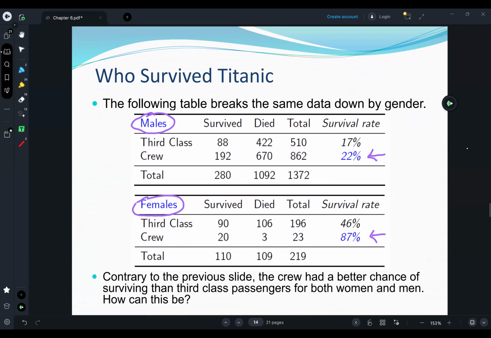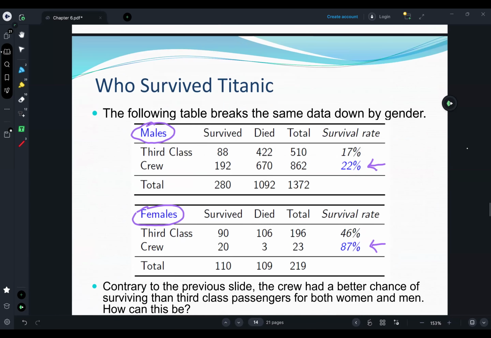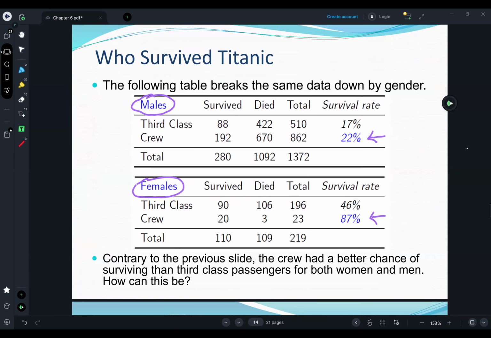So this is called Simpson's paradox. It's a paradox. As soon as you add in a lurking variable into the study, in this case gender, then we see a reversal in the percentages. Everyone see that? We have third class with a higher survivor rate, but when we take into consideration gender, we have the crew with a higher survivor rate.